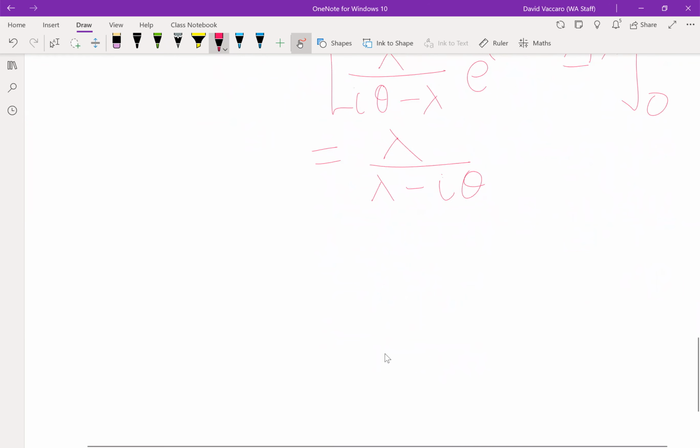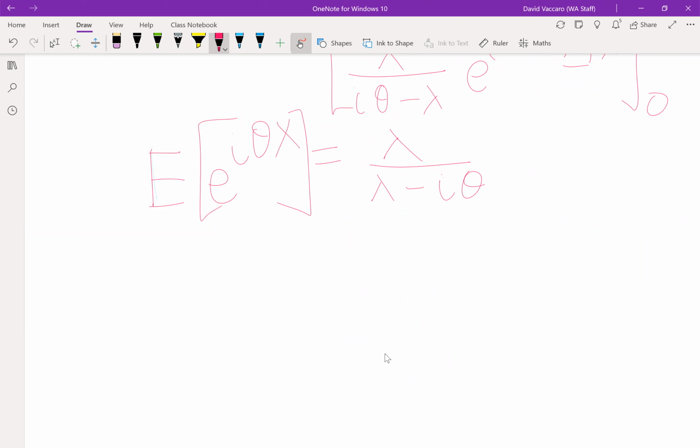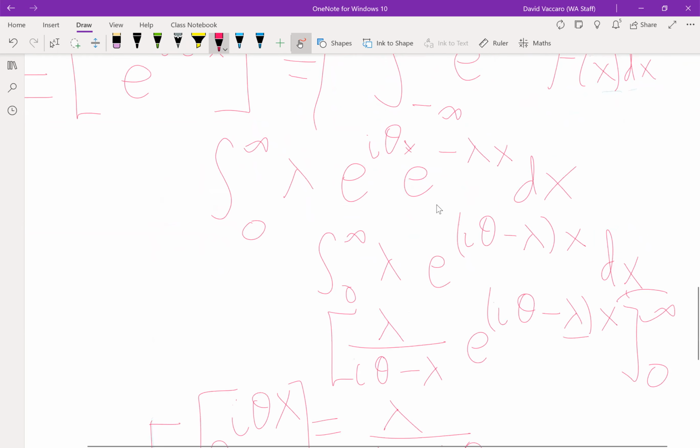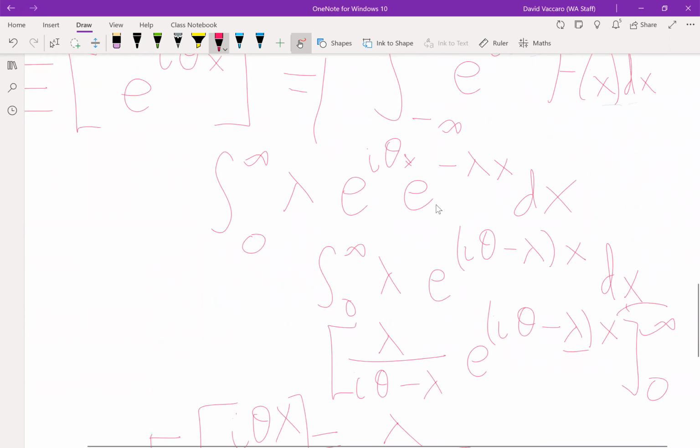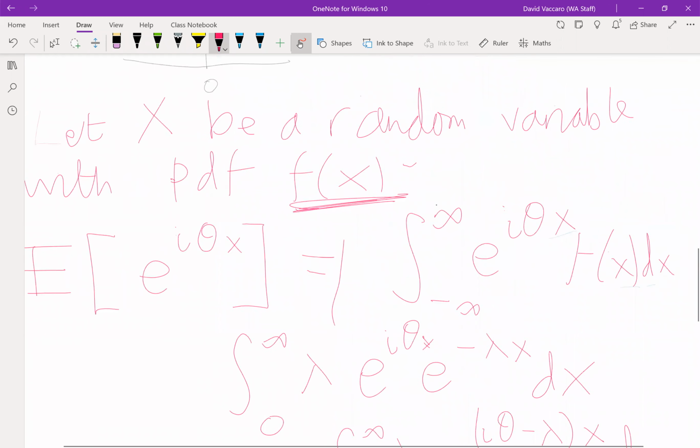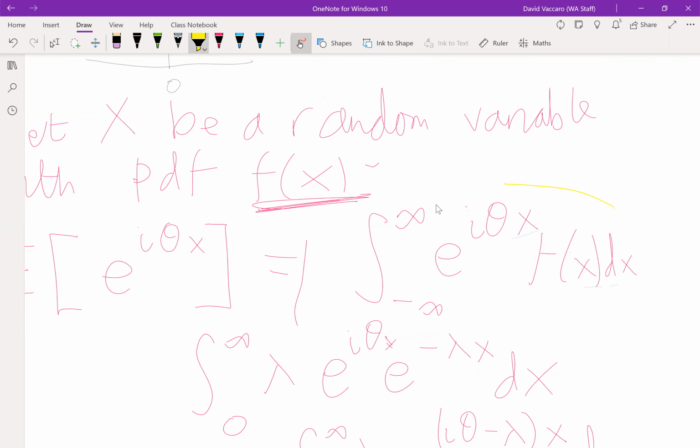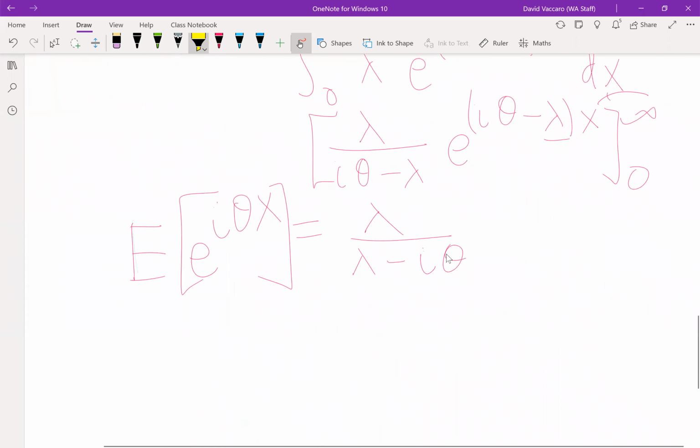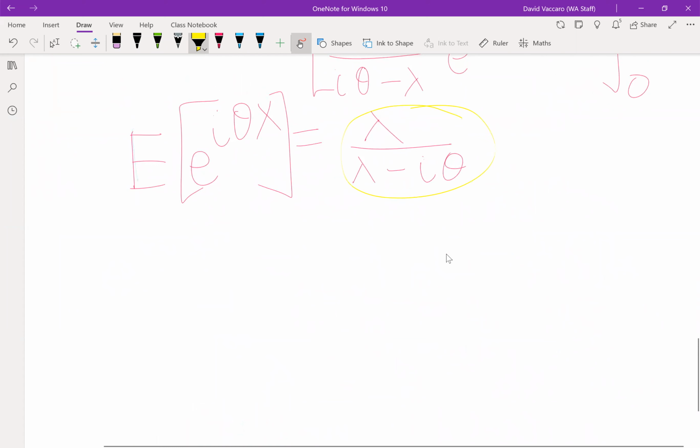Okay, so this object here is the expectation of e to the i theta x when x is an exponential random variable. Now, what is difficult to believe at first glance is why the function f, via this integral, has turned into this function of theta.